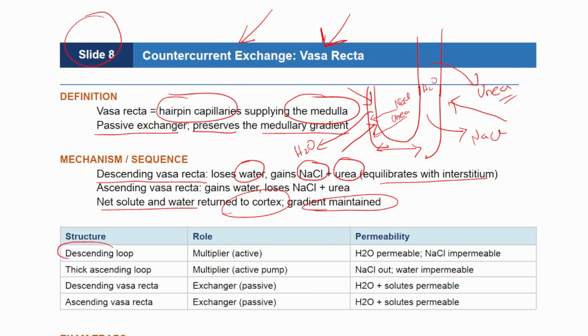The descending loop of Henle acts as an active multiplier because it is highly permeable to water but impermeable to sodium chloride. Following this, the thick ascending loop functions as an active multiplier pump, aggressively driving sodium chloride out into the interstitium while remaining completely impermeable to water. In sharp contrast to both loop segments, both the descending vasa recta and the ascending vasa recta operate simply as passive exchangers, and both are freely permeable to both water and solutes.